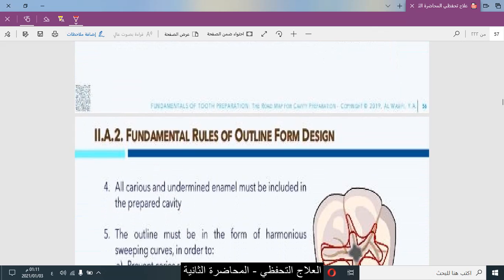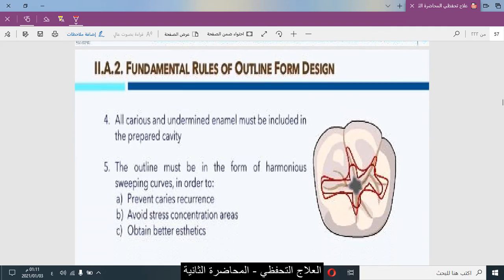Caries and undermined enamel: weak, friable, undermined enamel must be removed. But if the undermined enamel is not weak and not friable, and is stiff enough, then in the case of bonded restoration we leave it. Avoid stress concentration. We are not to extend the outline to the area of the stress.